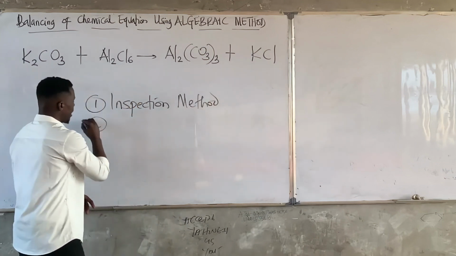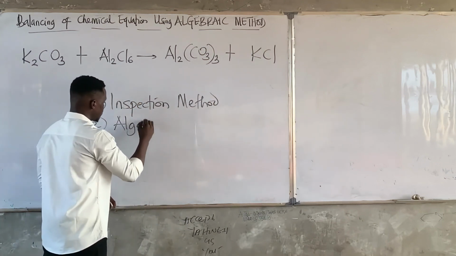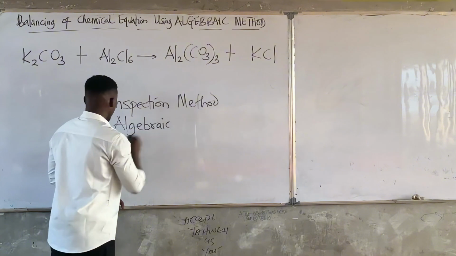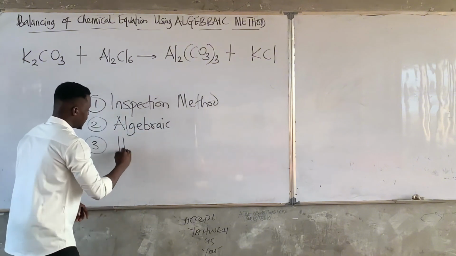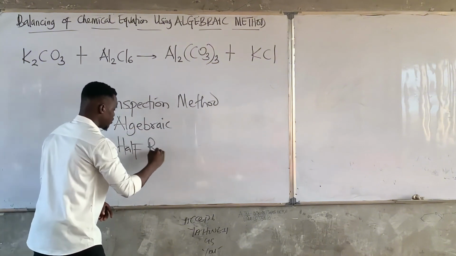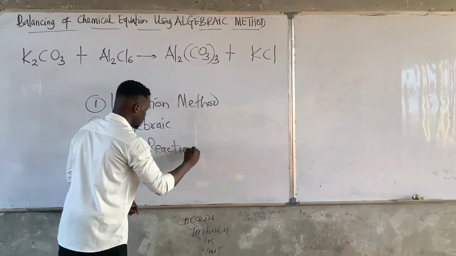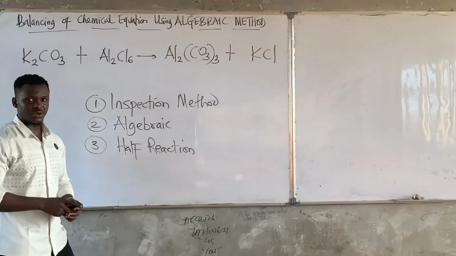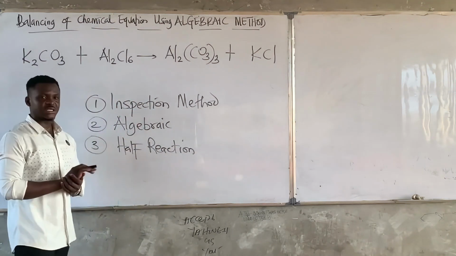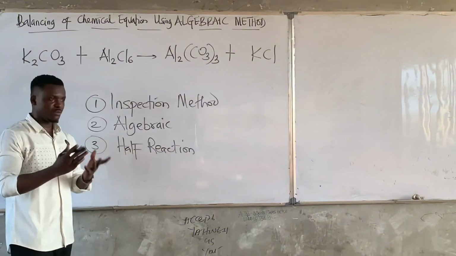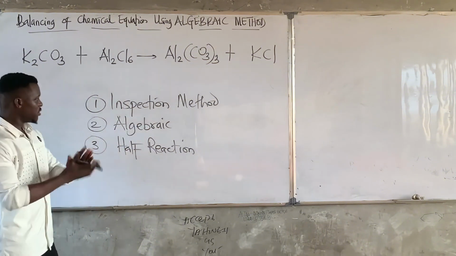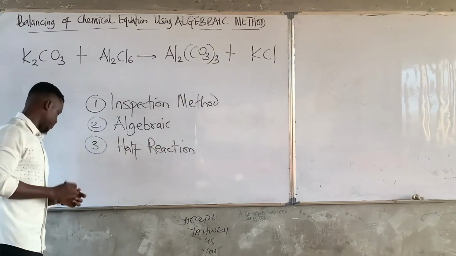The second way is the algebraic method, and the third one is the half reaction method. This half reaction method is mostly used for redox reactions. If you look at this reaction, this is not a redox reaction, so we're going to go with the algebraic method. The inspection method is the most common way of balancing chemical equations, but let's start with the most systematic way, the algebraic method.